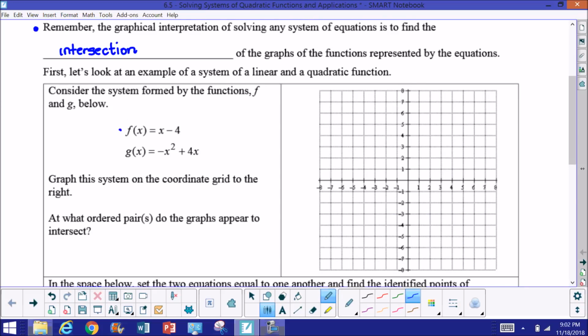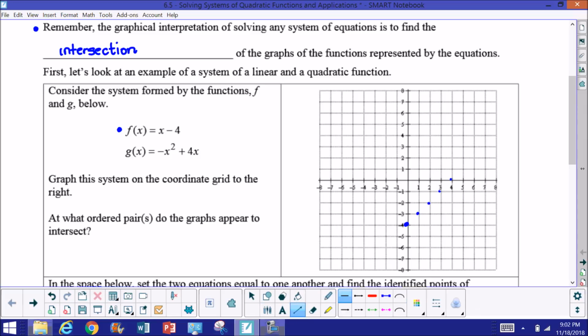I'm going to graph f of x in blue, and we're going to do this the easiest way possible by recognizing that this is a slope-intercept form. So that means we'll put a point at negative 4, and we will recognize instantly that the slope is a positive 1. So we have this up 1 over 1 relationship that we're going to be dealing with. Now, I cannot emphasize the importance of using a straight edge when you're going to graph systems of equations where one of them might involve a quadratic.